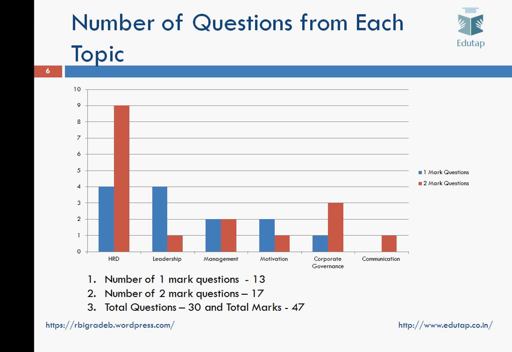The 2 marker questions were tough or concept based as compared to the 1 marker questions, because most of those were fact based or easy. A larger number of 2 mark questions came from the HRD topic, and overall also the maximum worth of paper came from the HRD topic in the 2016 exam.